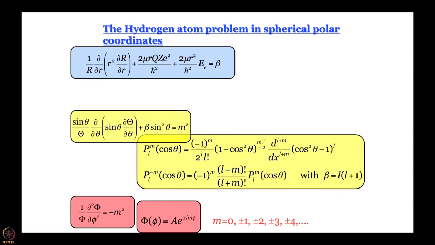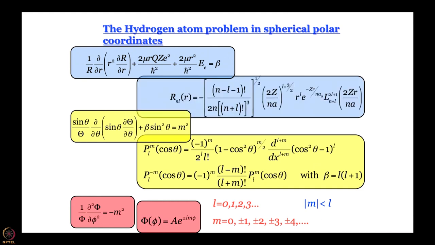We do plan to do a complete discussion of angular momentum, but for now it is sufficient to know that the solution of the theta part is essentially some polynomials in cos theta. They are characterized by the quantum number L. L ranges from 0, 1, 2, 3, and so on, and the magnitude of m has to be less than L. When we solve the r part, we get another series of polynomials, the Laguerre polynomials, and then by applying the boundary conditions to these r dependent wave functions, we get the third quantum number, the principal quantum number n, that ranges from 1, 2, 3, and so on.